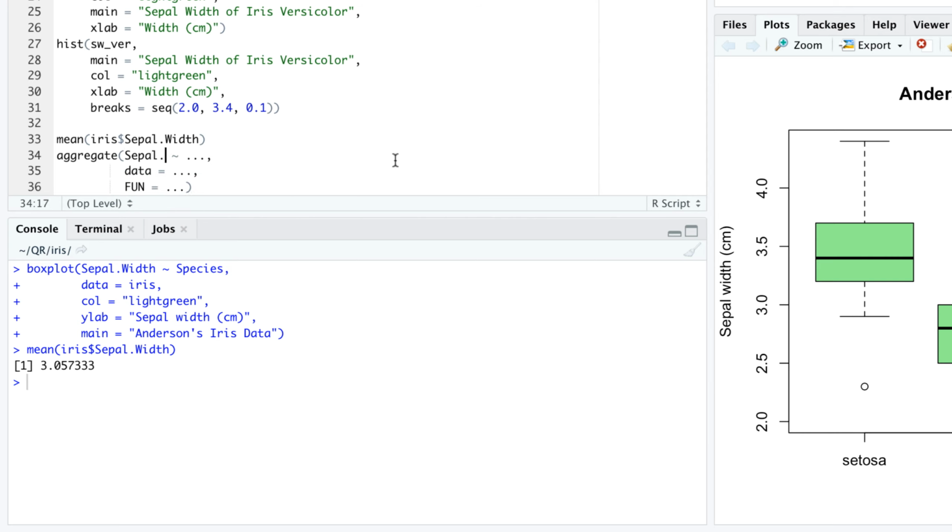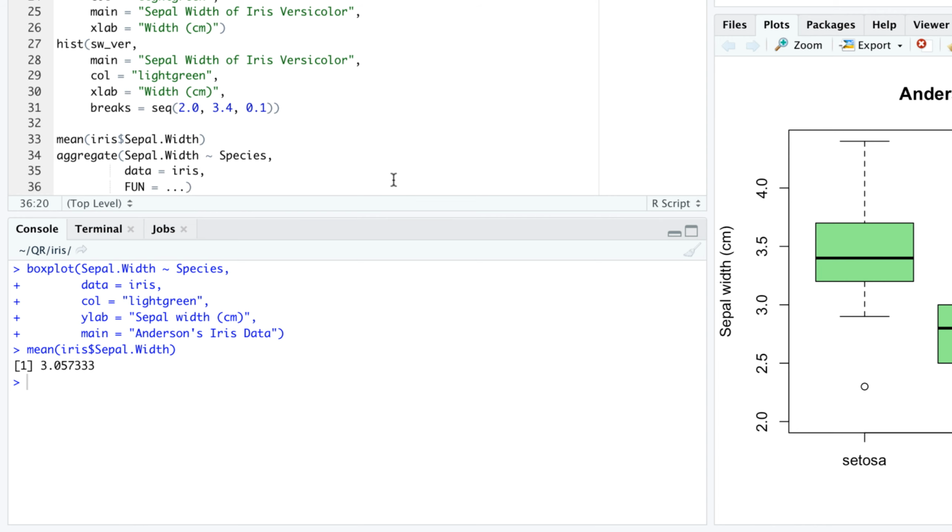In our case, the first argument is sepal.width tilde species. The tilde is the same symbol that we encountered when we worked with box plots in tutorial 14. We learned back then that the tilde stands for as a function of, so we view the sepal widths as a function of the species. The first argument in aggregate always contains a tilde. Usually there's a numeric column to the left of the tilde, here sepal.width, and a categorical column to the right, here species. The second argument specifies the data frame in the form data equals iris.